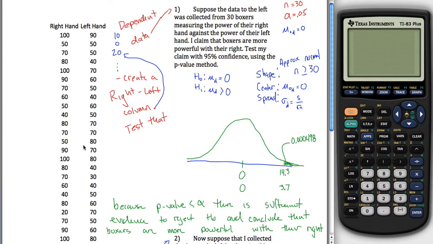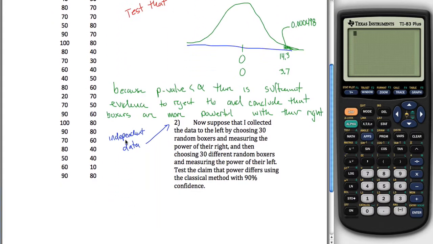Down here, you can copy these all down if you want and follow along. Probably have to pause it to get them all in time. Down here, we're going to change the scenario. Before I just had 30 boxers, and this was one guy's right hand, this was one guy's left hand, this was one guy's right hand, this was one guy's left hand.